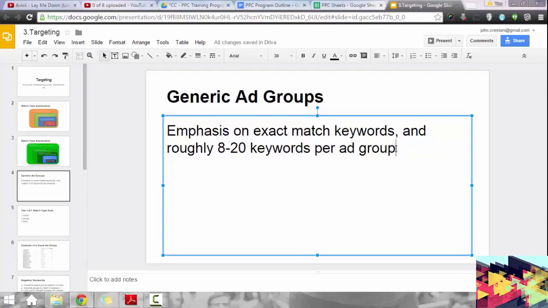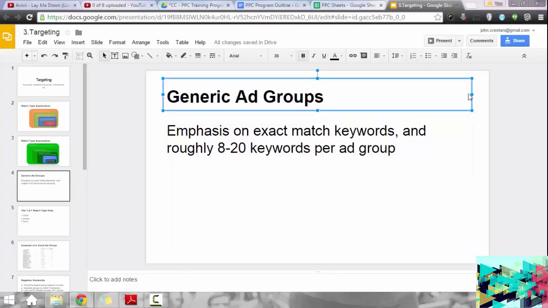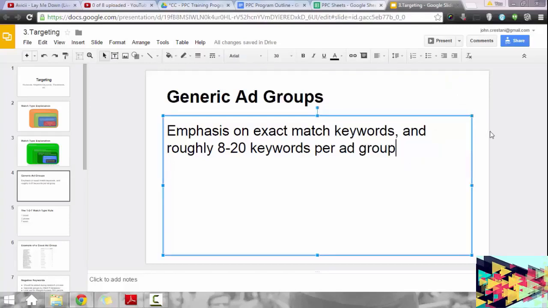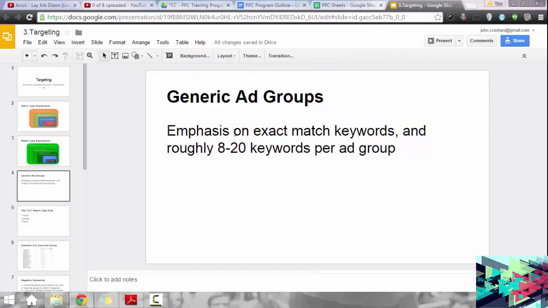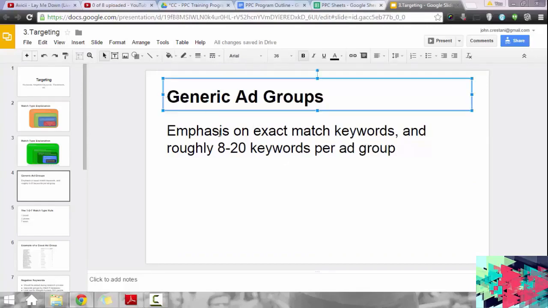is very important. If you're looking to double or 5x or 10x your business or more, you're going to have to do generic ad campaigns, competitor campaigns, and display campaigns. Get them to work. At the very least, get generic and competitor campaigns to work, or at the very least, competitor, one of them. Focus on roughly 8 to 20 keywords per ad group for generic groups.